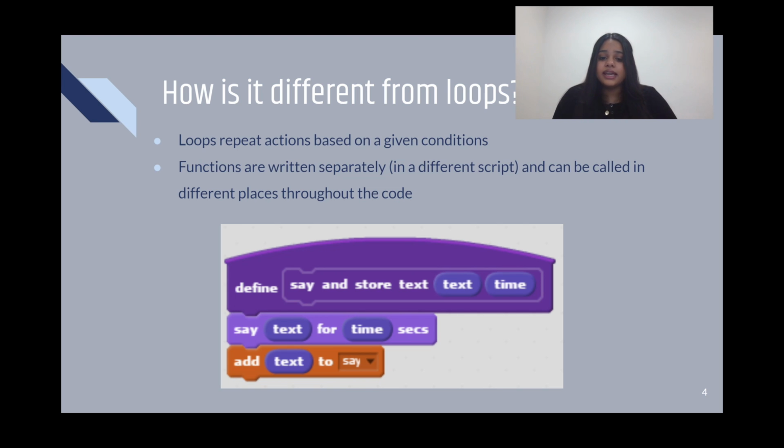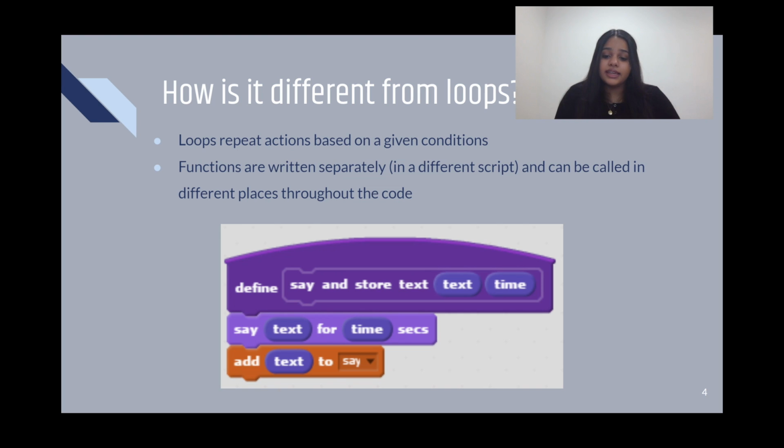And that is the name. The name of the function is called say and store text, and then a given text and a given time. Now, all the blocks that follow this are going to be a part of the function. So when in the script it says say and store text time, then it will go through the following set of actions and perform whatever modifications the function asks it to.